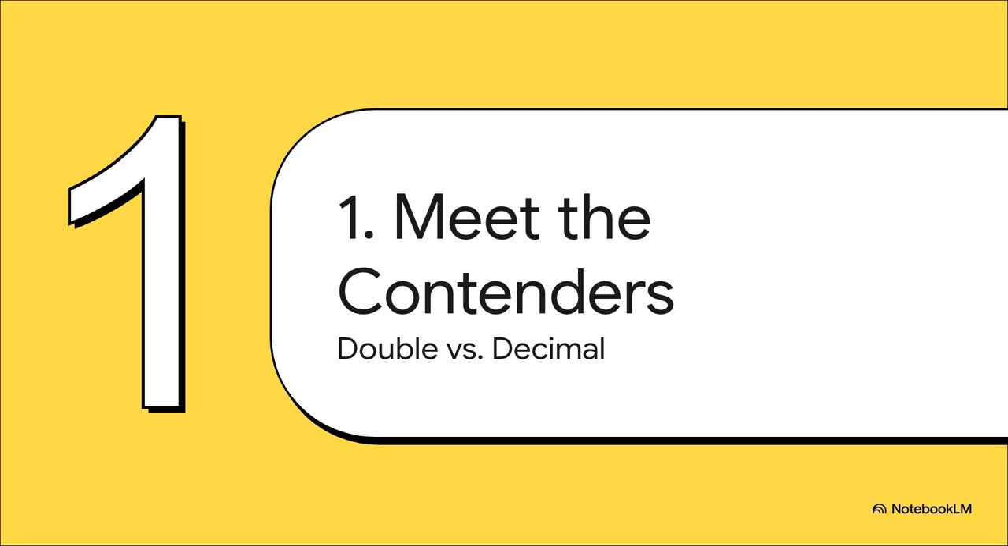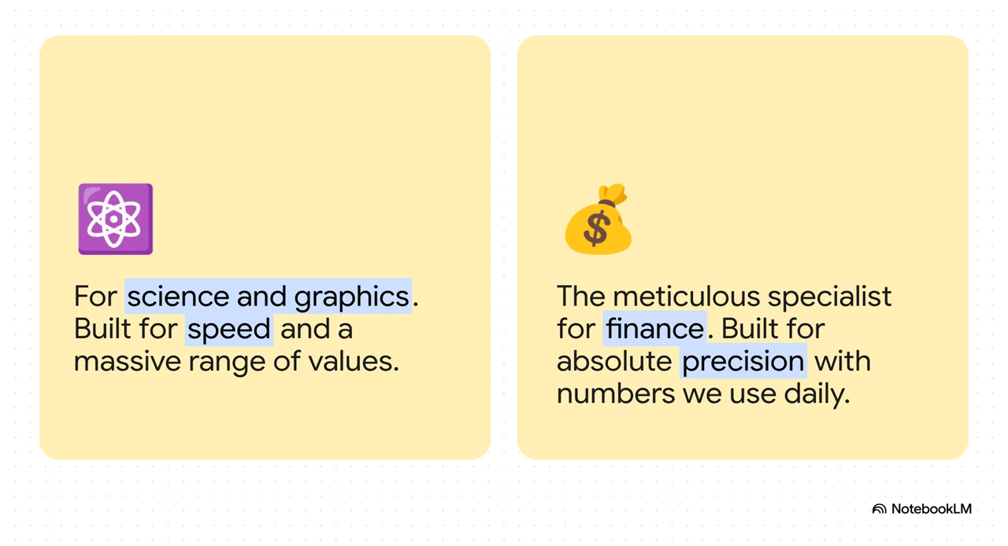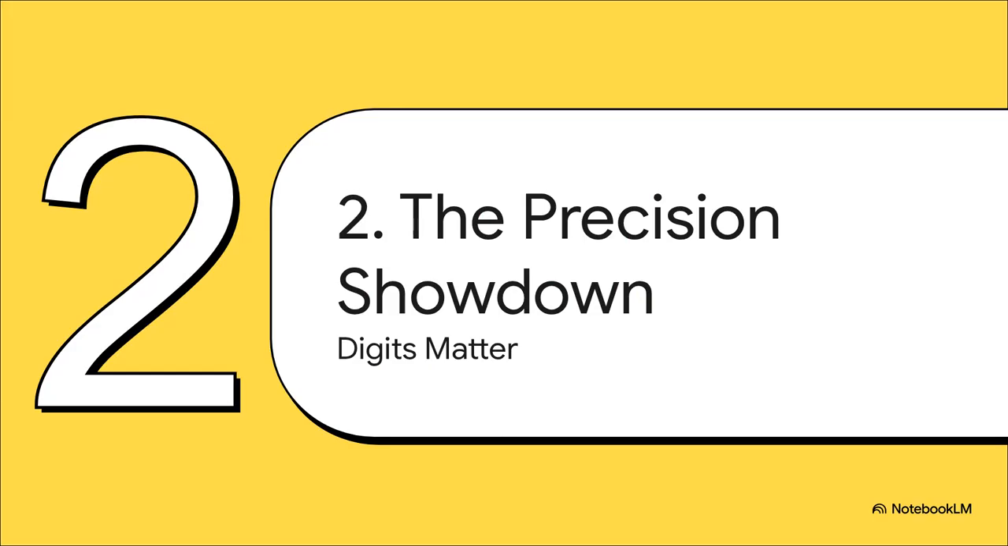Okay, first up, let's meet the contenders in this showdown, the double versus the decimal. Think of double as the versatile workhorse. It's the speed demon. It's built to be incredibly fast and handle a mind-boggling range of values, which makes it absolutely perfect for things like physics or 3D graphics. Decimal, on the other hand, is the meticulous accountant. It was designed from the ground up for one thing, handling numbers the way people do, especially money, with absolute, unshakable precision.